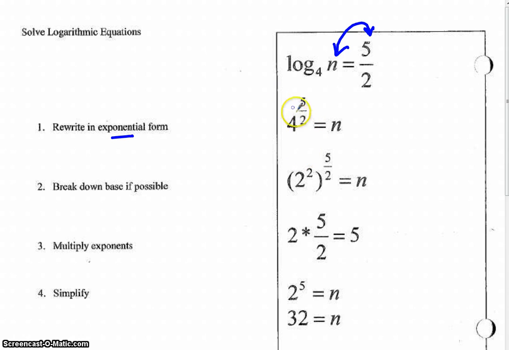Okay? So this would be the same thing as saying the square root of 4 to the 5th. Or they went ahead and broke the base down, 2 squared. Instead of saying 4, they said 2 squared to the 5 halves.